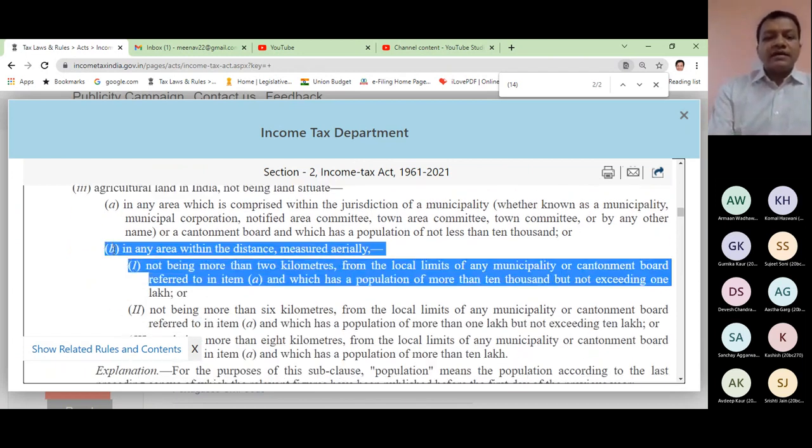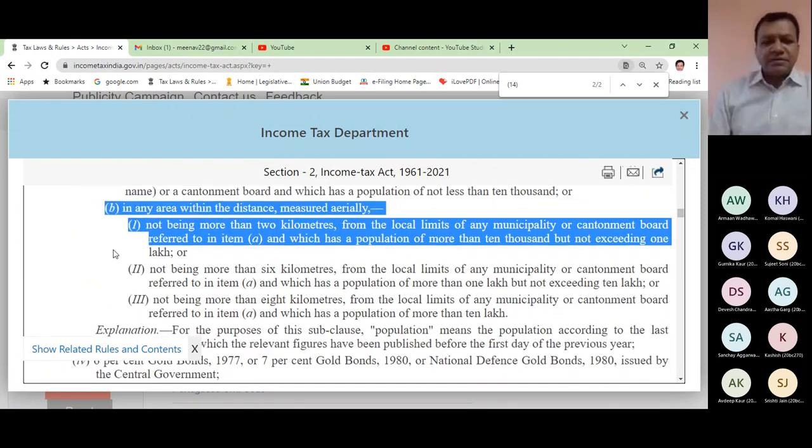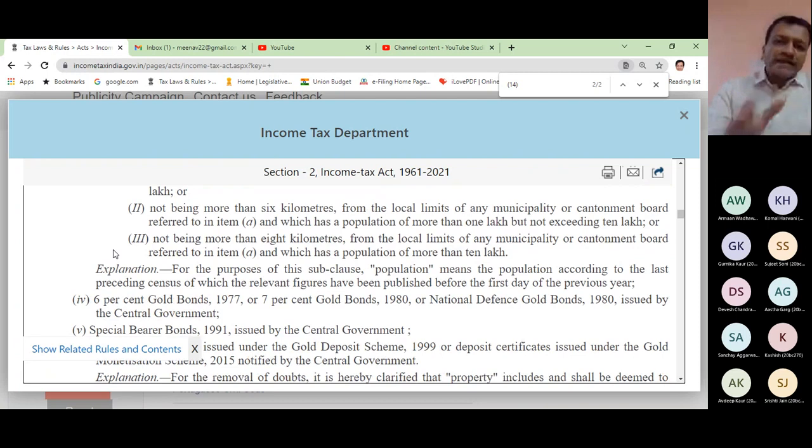In any area, any land which is situated in any area within the distance measured aerially, not being more than 2 kilometers from the local limits of municipality, etc. It is a little bit complex, let me simplify it. I will simplify it when I note it down on my screen. I'm moving forward. All agricultural lands in India are not capital assets except some, which might be agricultural, but still those will be capital assets.